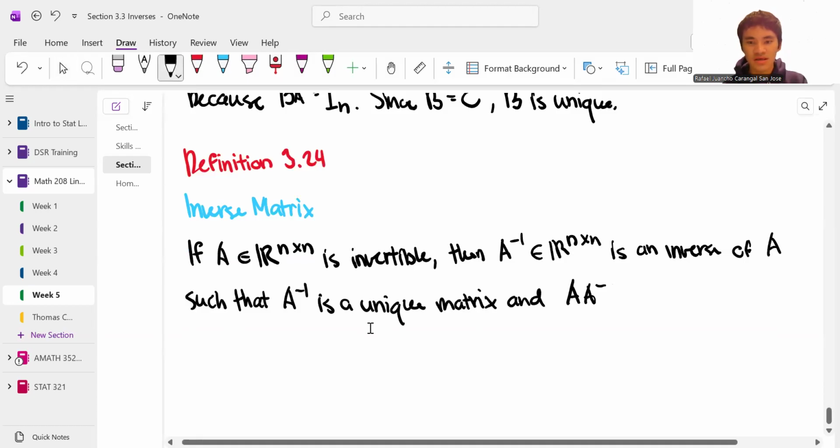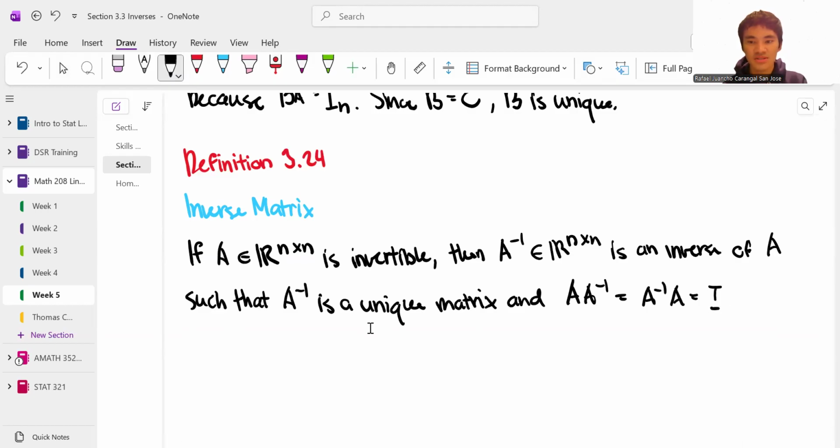And we say that A A inverse is the same as A inverse A, which is the same as the identity I_n. Okay? Okay, we actually have a couple more here. We have a couple more things to go through. Actually, not too much anymore. It should be pretty quick, because that's mostly about finding examples.